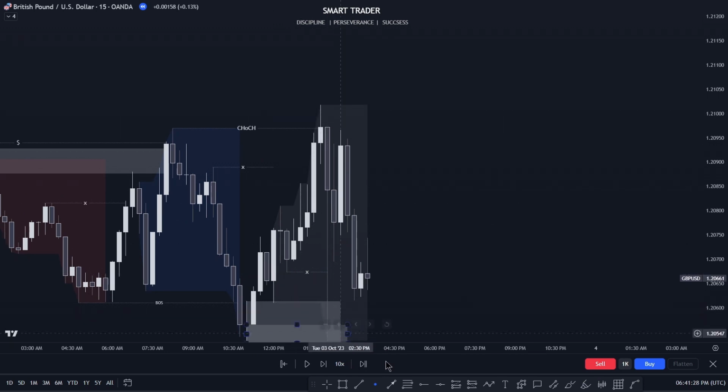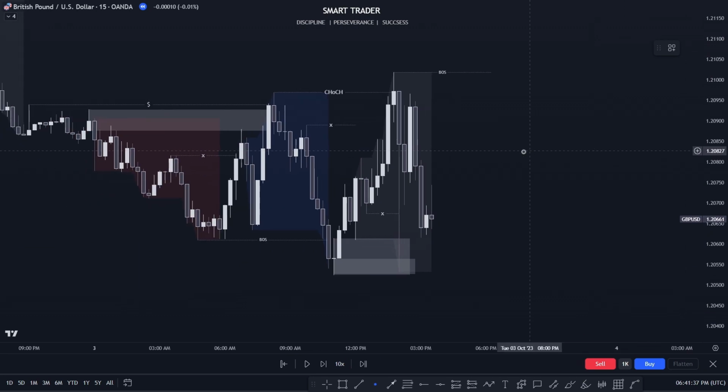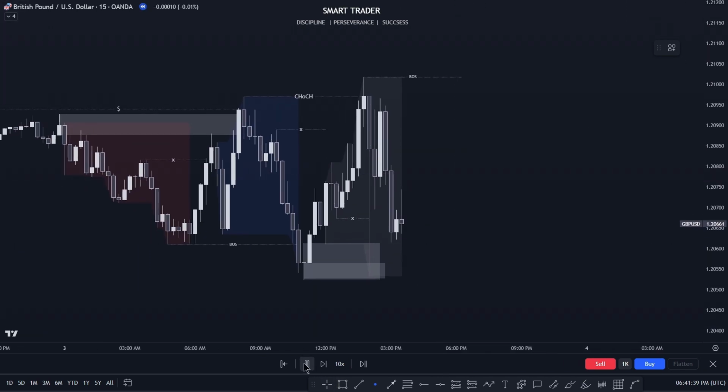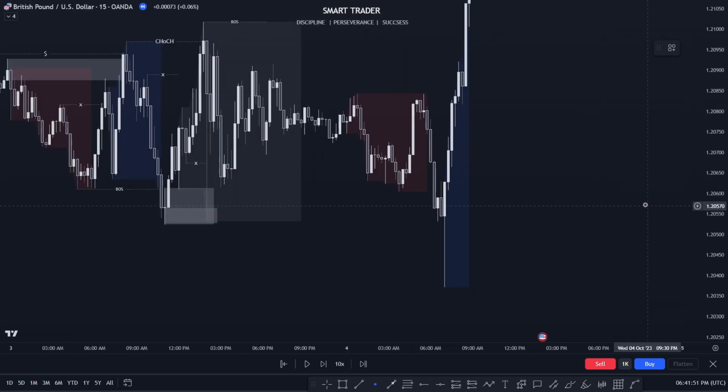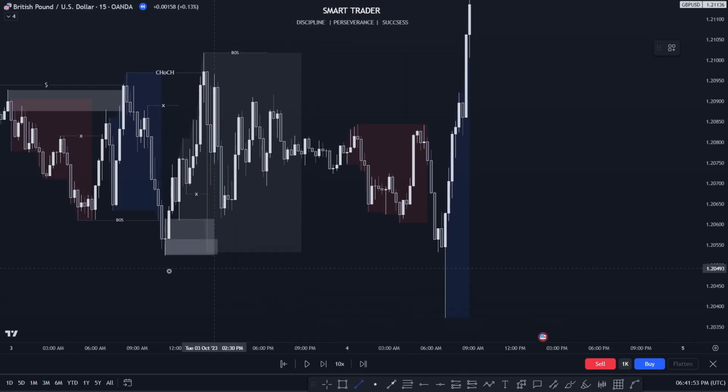This high over here becomes a valid high. Okay, so if the market pushes higher again and breaks it, it becomes our break of structure and confirms the continuation of the bullish trend now. So let's see what happened next. Okay, look at this here. This is a huge grab of liquidity.